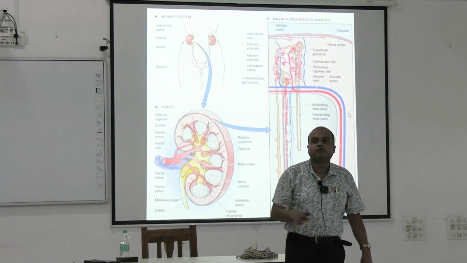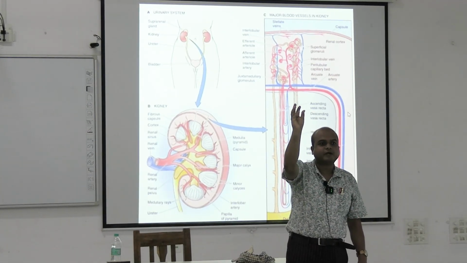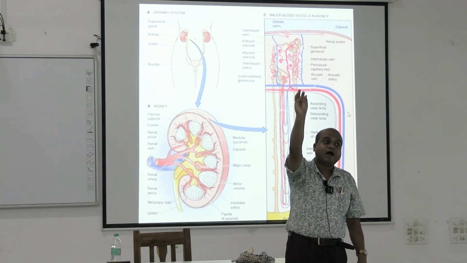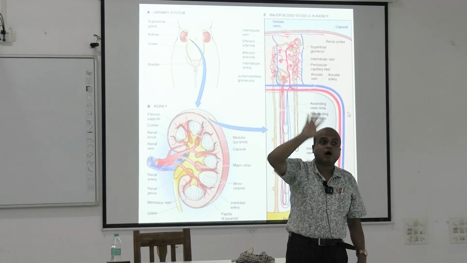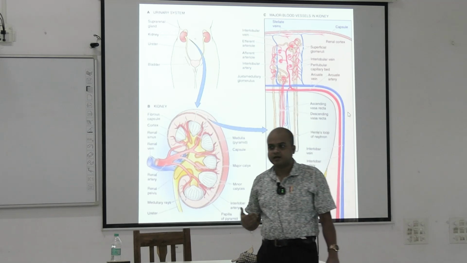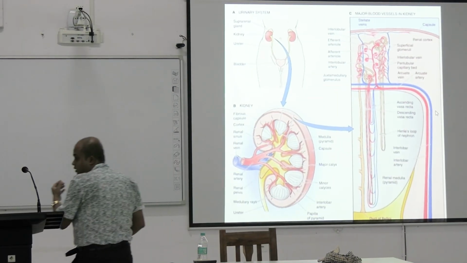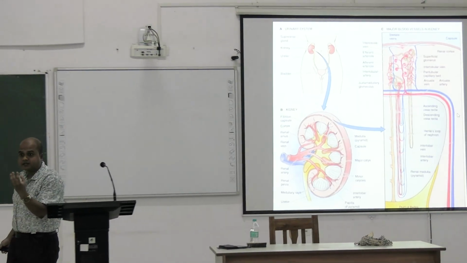Tubule part of the nephron, they are forming the peritubular capillaries. In case of superficial nephrons, the corpuscle is above, in the upper portion of the outer side of the cortex. Cortex is itself the outer side, medulla is the inner side. Outer side of the cortex are the superficial nephrons, the peritubular capillaries are dense.